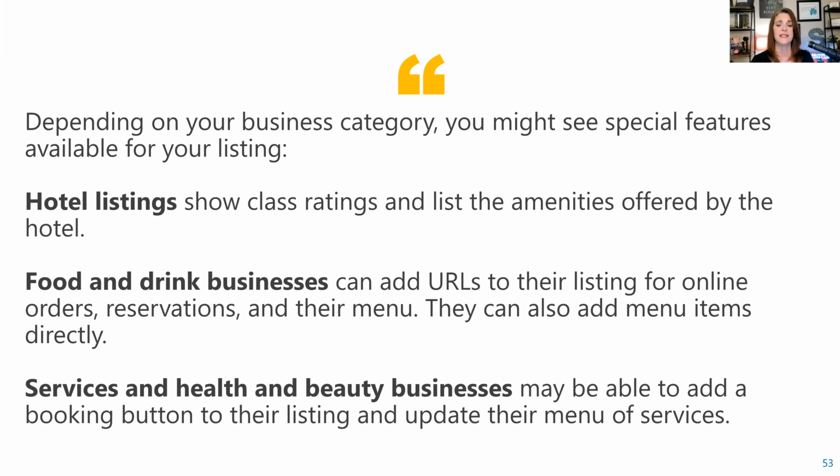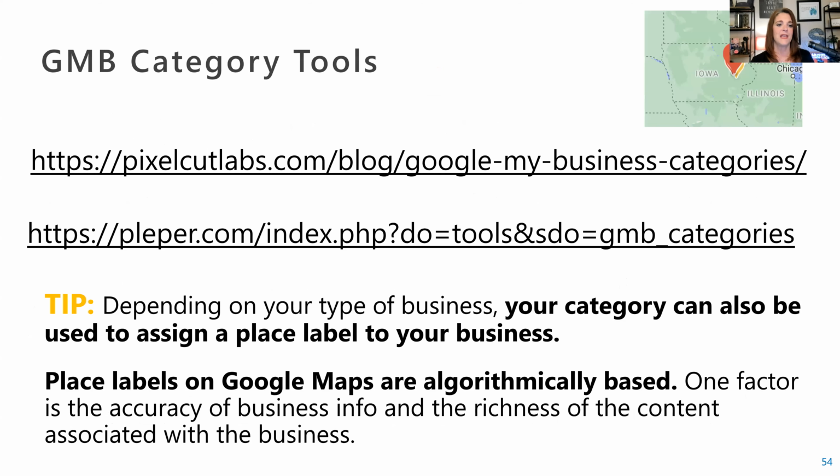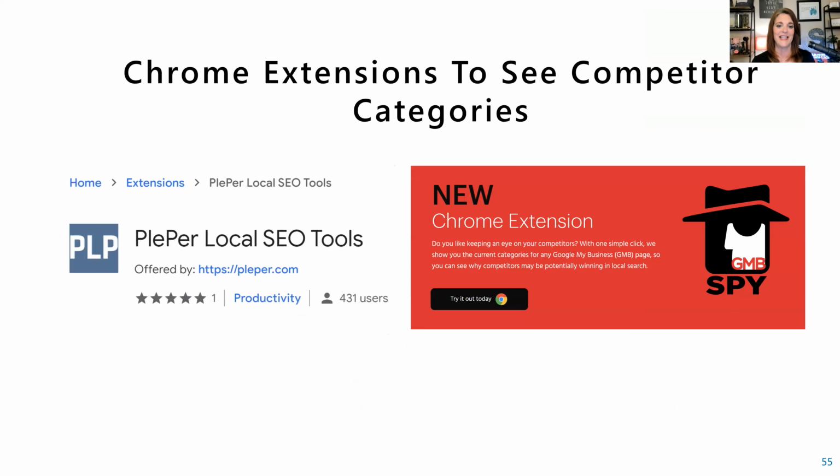Also, depending on your business category, you might see special features available to you. So here are just some of the special features that you might get based on your category. Now, there are some GMB category tools that are very useful. Pixel Cut Labs has a great list that you can download. And then Plepper, I'm not sure how to pronounce it, also has a categories tool as well. So there's different features that are available based on which categories you select.